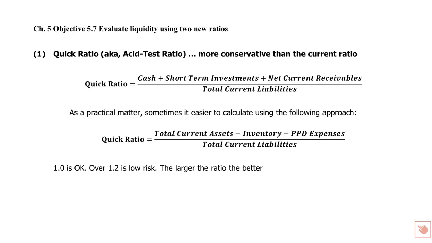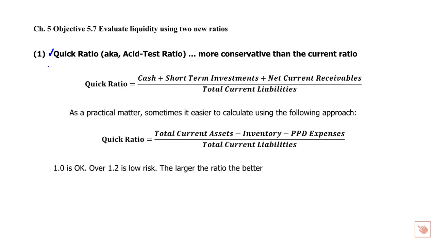We're in Chapter 5, Objective 5.7. We're going to look at a couple of new liquidity ratios. Liquidity is measuring the corporation's ability to pay. The first one we're going to look at is the quick ratio. The one we had in a prior chapter was the current ratio.